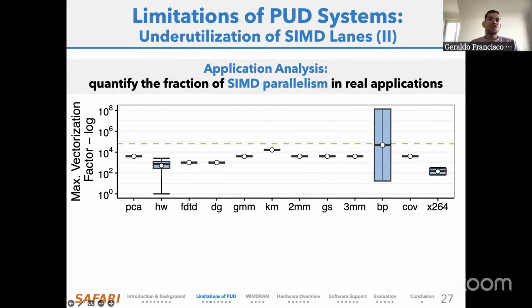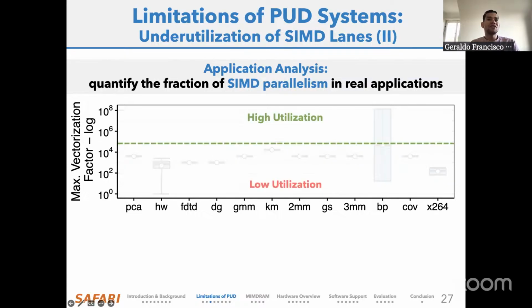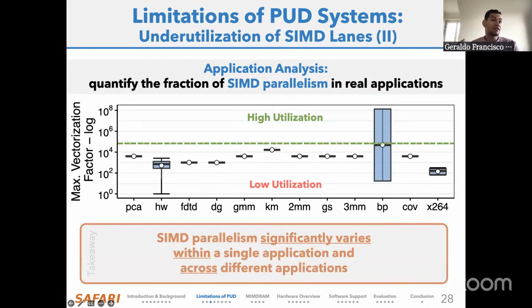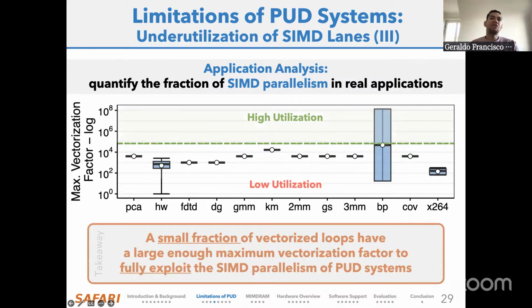In our application analysis, we collect the maximum vectorization factor of all vectorizable loops in 12 real-world applications, and we report their distribution using box plots, where whiskers extend to the maximum and minimum values and bubbles depict average values. As a reference, any value above the green line represents high SIMD utilization for a processing-using-DRAM system. We draw two observations. First, SIMD parallelism significantly varies within and across different applications. And second, only very few loops have enough data parallelism to achieve high SIMD utilization.